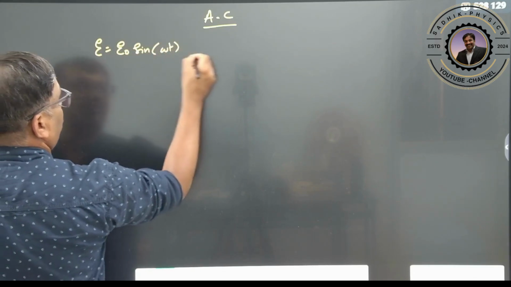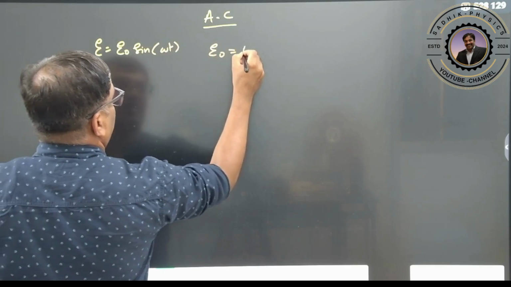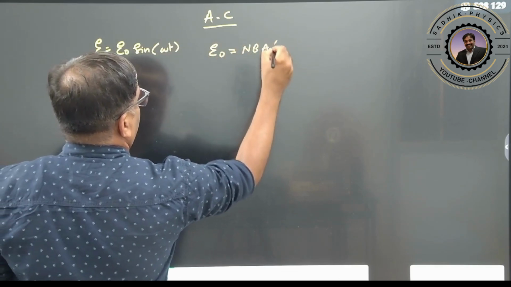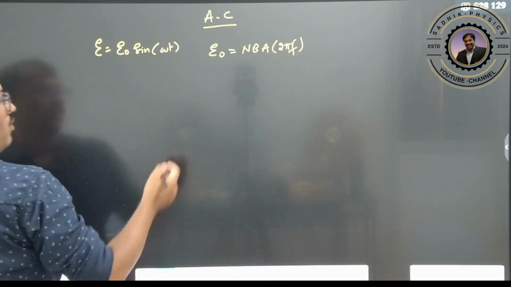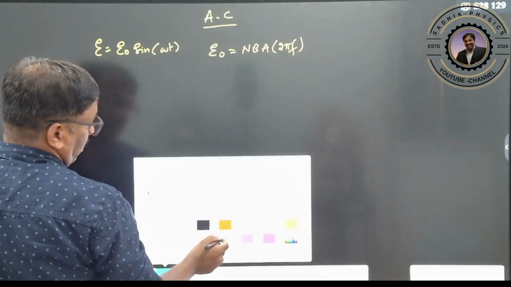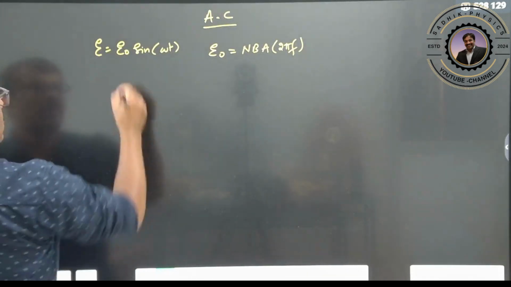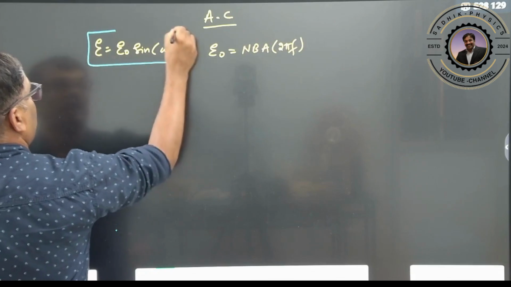We calculated E naught as NBA into 2 pi into frequency. Clear? So we use frequency, which is 50 hertz. So here this is your alternating voltage.